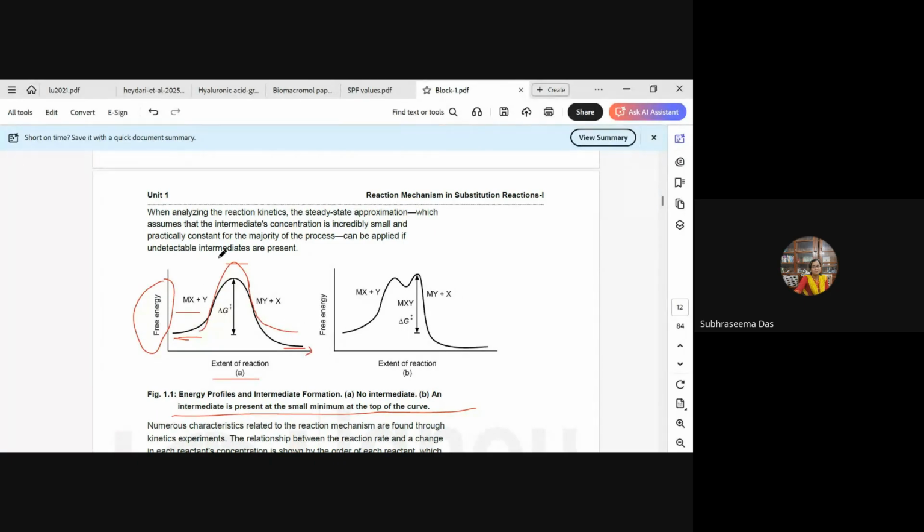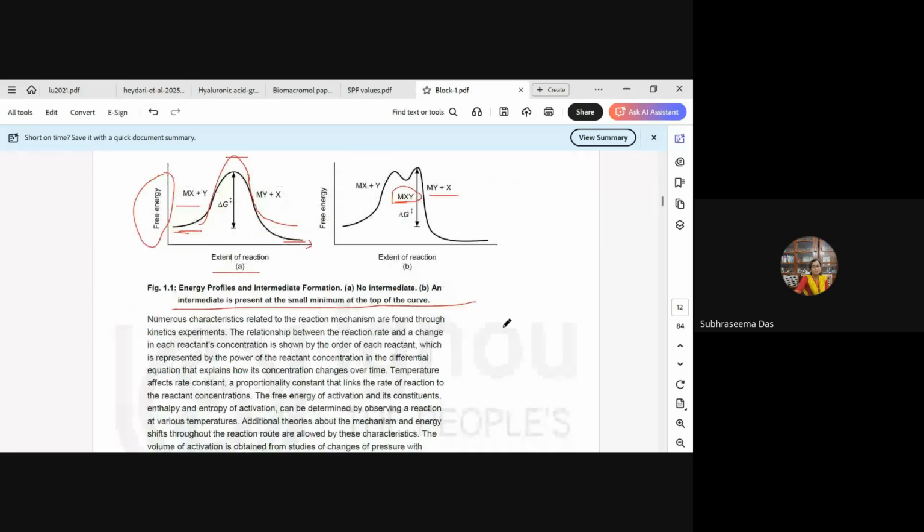That is, it reaches a maxima and then it comes down for the product. But when an intermediate is formed, then we can see how the reaction profile changes. So here in the second diagram, you can see this is for the intermediate, MXY, after which the product is formed as MY plus X. So this is the general way how a substitution reaction and the energies associated with it are described.